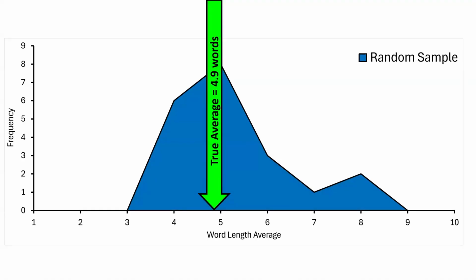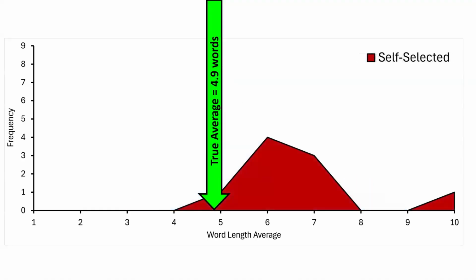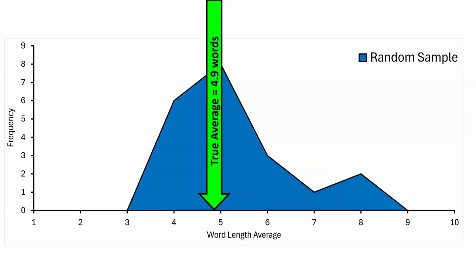Now you can see that in the same way as this distribution, there are a lot of samples that are off, right? So 6 times we underestimated with an average of 4. 3 times we overestimated with an average of 6. 1 time we overestimated with an average word length of 7. 2 times we overestimated with an average word length of 8.